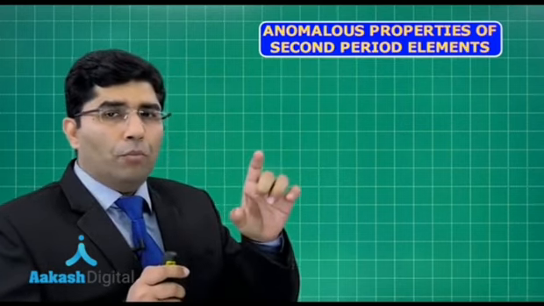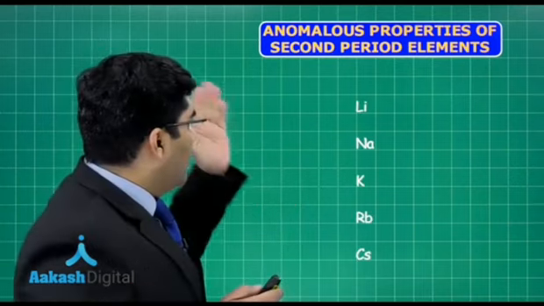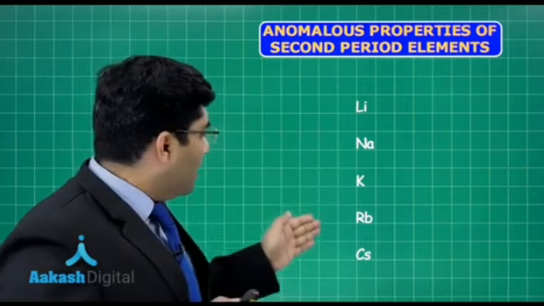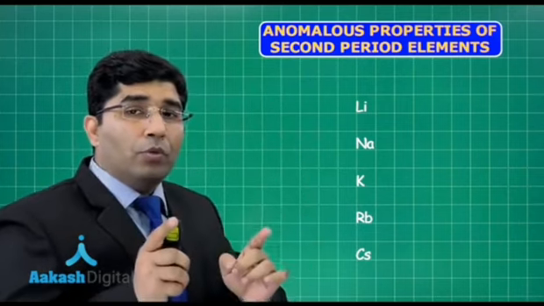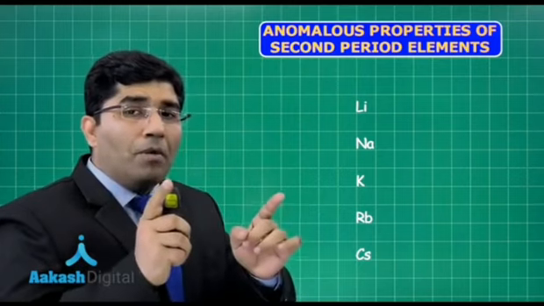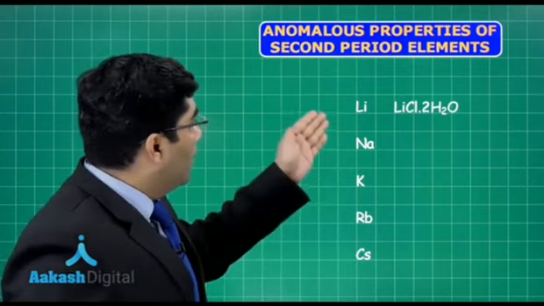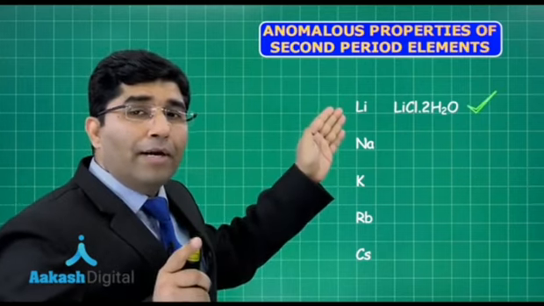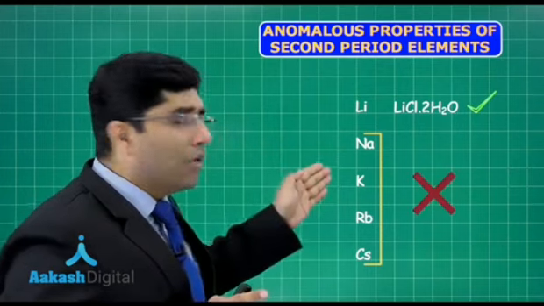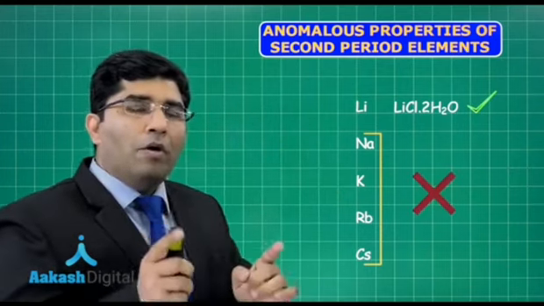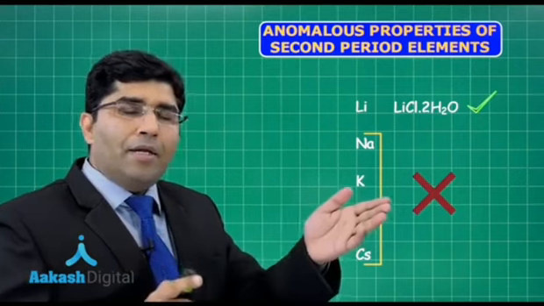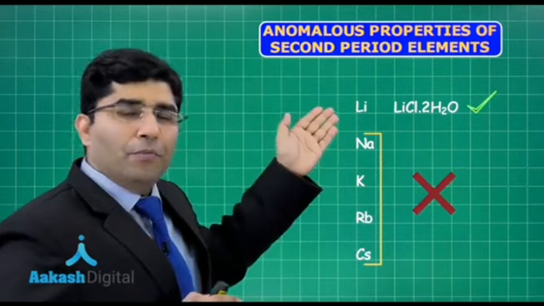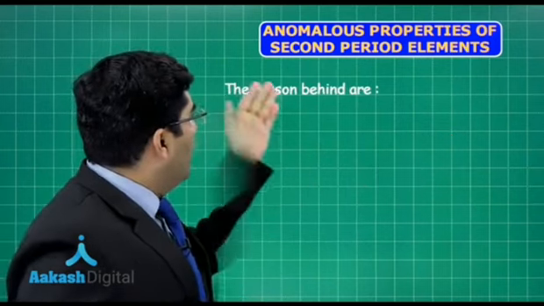For example, group number 1, we have lithium, sodium, potassium, rubidium, and cesium. And if anybody asks you, does lithium form hydrated chloride, LiCl.2H2O? Yes, it will form hydrated chloride, but the other members will not. We will talk more about this in the chapter S block. This is just information given to you, right? Let's move on to the reason behind this.